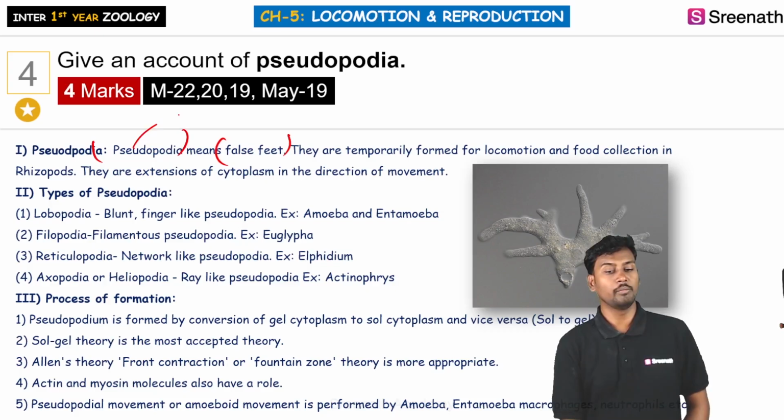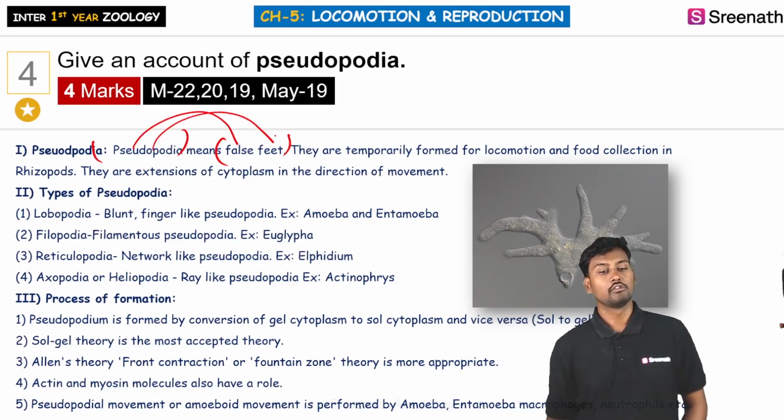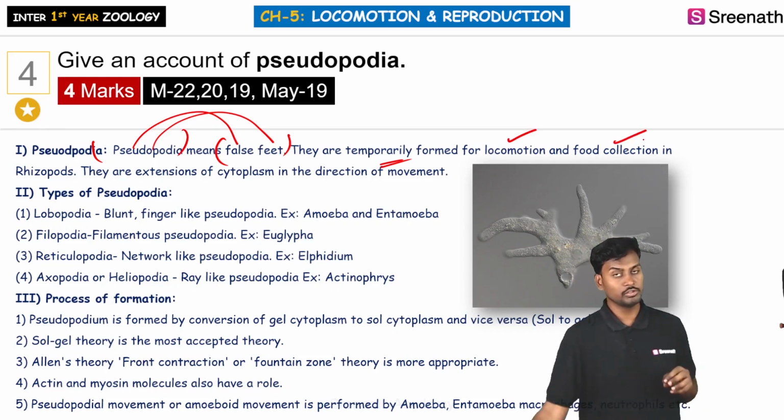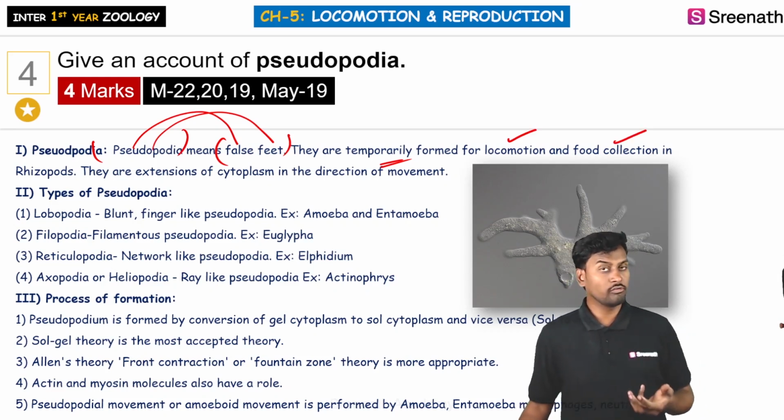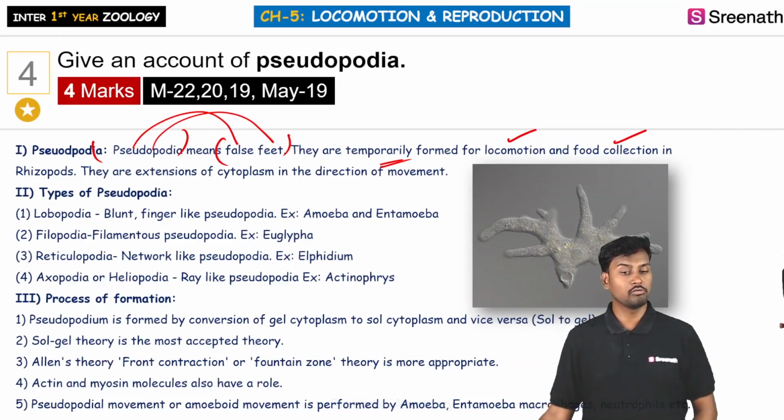Pseudopodia is nothing but, pseudo means false, podia means feet. So it's a false foot, or nothing but the pseudopodia, which is temporarily formed. It is formed by the lower organism for a temporary purpose. What is the temporary purpose? For locomotion and food collection. So for locomotion and food collection, in case of rhizopods, we can see the formation of pseudopodia.